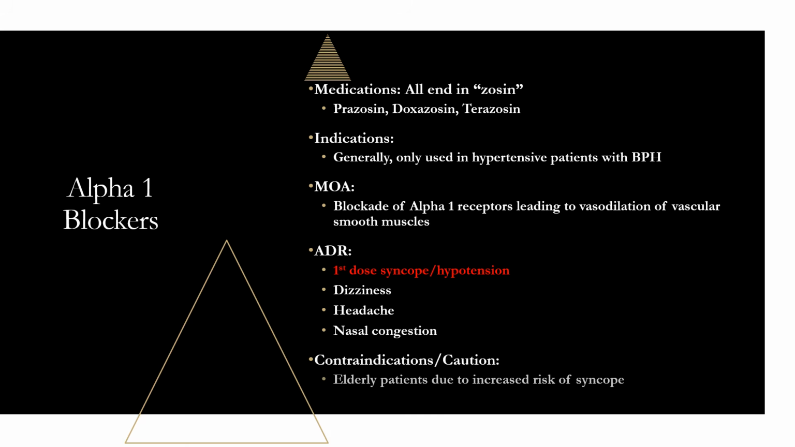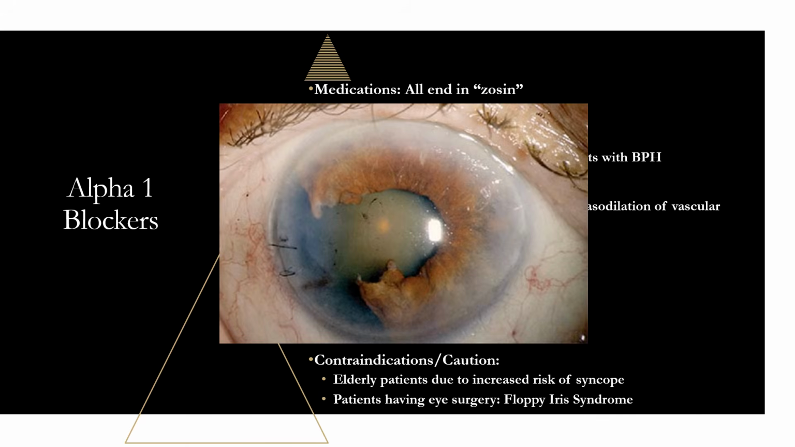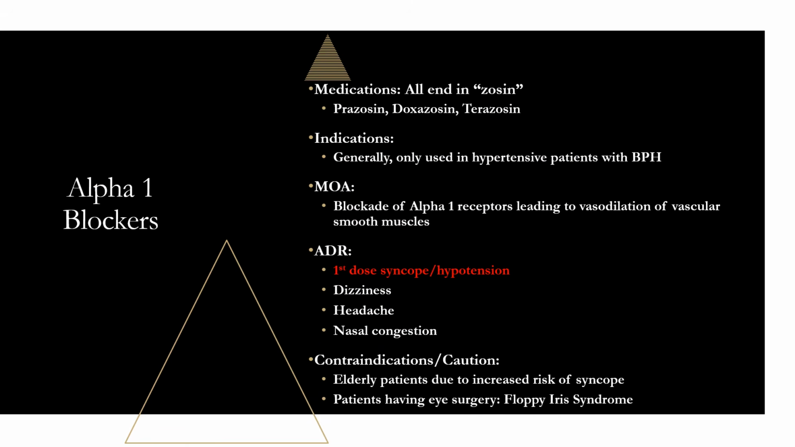Now, contraindications or cautions, you want to be careful, like I said, using these in elderly patients due to the increased risk of syncope. And then patients having eye surgery, there's actually something known as floppy iris syndrome, and you can take a look at that here. Due to its effect on the smooth muscle, it can cause a loss of smooth muscle tone of the iris. During surgery, the iris can actually prolapse and potentially tear or rip. So it's contraindicated before surgery of the eye, and you can see what that looks like here, where the iris just completely prolapsed and tore. So it's pretty dramatic and something that you want to avoid, obviously.